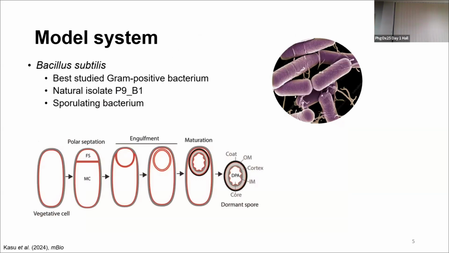So basically, when the environmental conditions become scarce, there is asymmetric division, which results in the mother cell and the spore formation. And then this spore undergoes engulfment, making a separated spore. Then maturation follows, and after the cell death of the mother cell, the spore is dormant in the environment and is resistant to many different stresses.